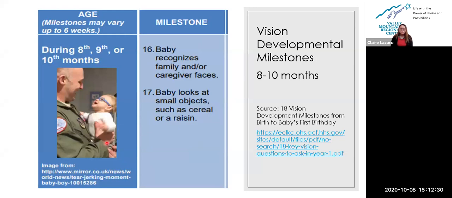And then by 8th to 10th month, the baby really recognizes the face of the caregiver, and they look at small objects like raisin or cereal. Like in this picture, this baby has an eyeglass. Once the baby had the eyeglass, the baby now recognized the face of the father. So that's really nice. That social smile, you can see that the baby here is looking directly to the eyes of the father, which is nice. They're having that nonverbal communication right there.